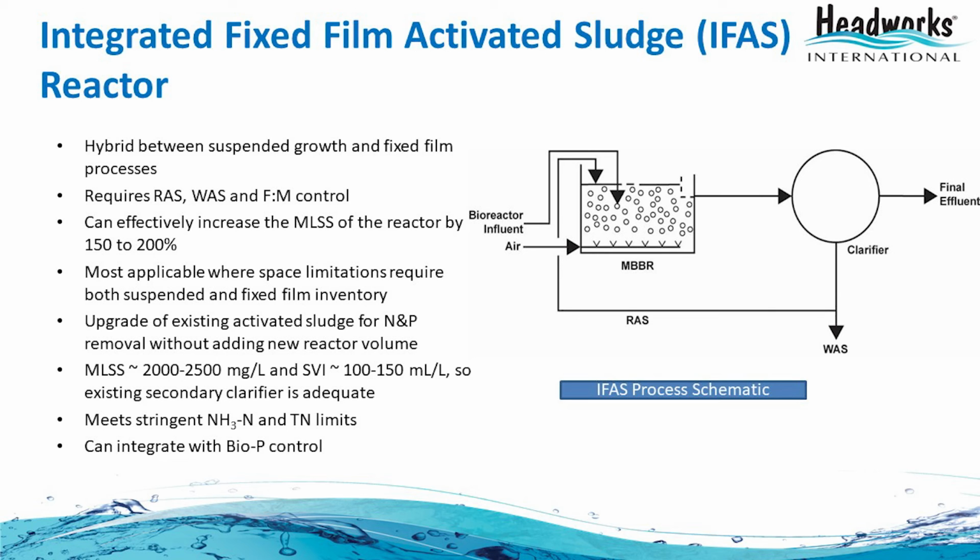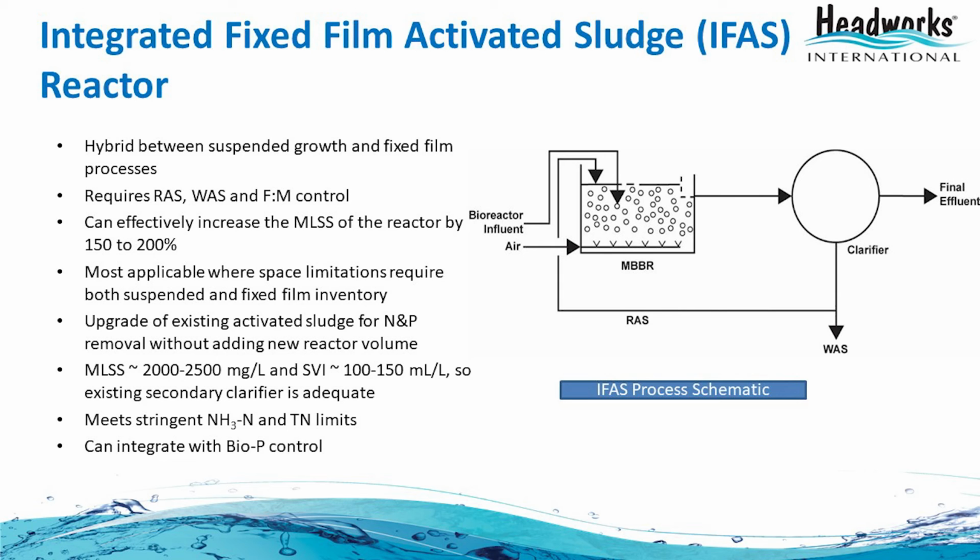So we can combine processes in one reactor by incorporating the biofilm in an activated sludge system. MLSS, when you have an IFAS process, we can run anywhere from 1,000 to 3,000, depending on the requirement. When you convert an activated sludge into an IFAS process, we can actually offload the clarifier.